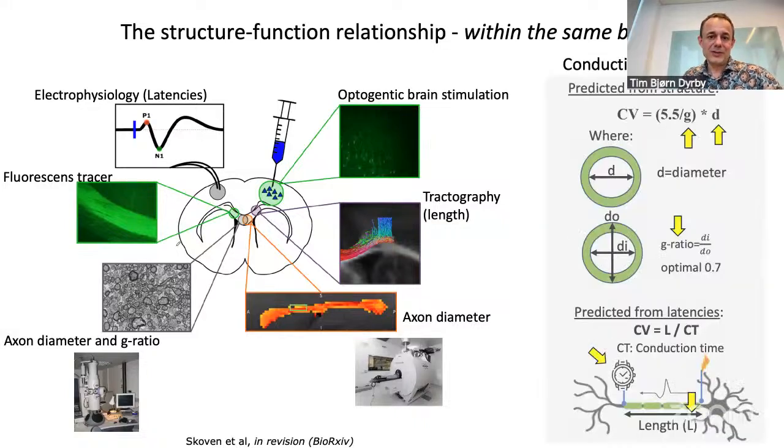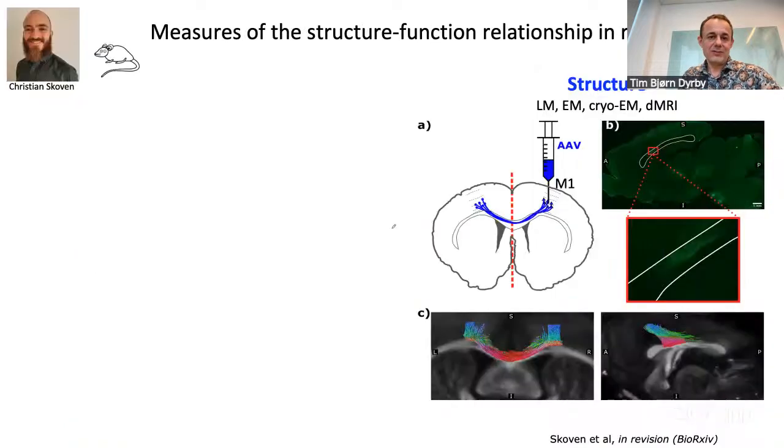Remember, what we need to find out to predict the conduction velocity from structure is the g-ratio and the diameter. The g-ratio we measured, I showed you in previous slides. This is 0.7. This is what we measured. And to predict the conduction velocity from latencies, we just need to have the length. That is from tractography. So the setup looks like this.